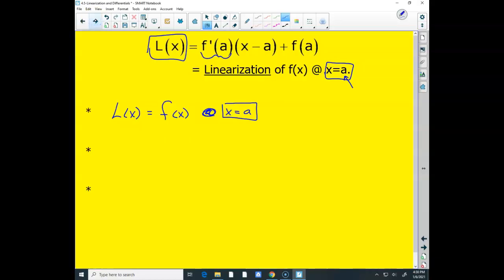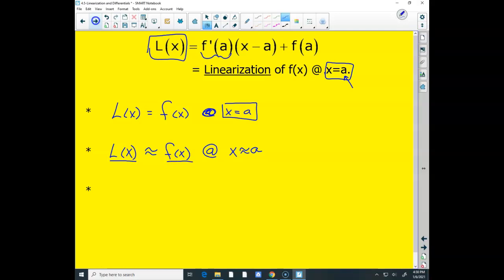Okay. Well, what's the second asterisk for? The second is because it says my linearization, or my tangent line function, is approximately equal to f of x. It's almost the same as f of x at any point that is almost equal to a. So when x is close to a, my linearizing function is very close to the functional value.